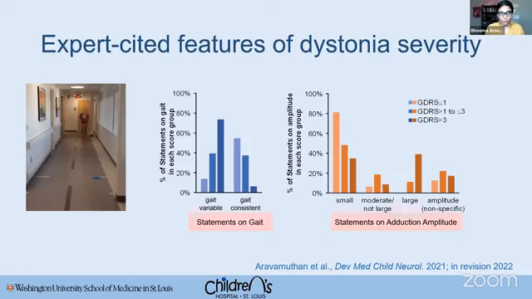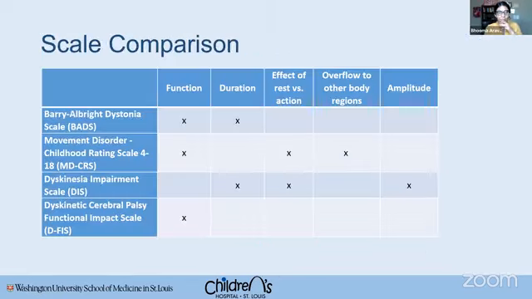So we took these statements and looked to see which of the current scales actually reflected these phenomena that experts used to actually grade dystonia. And these are the validated scales we have to rate dystonia in people with CP. And you see that amplitude is on there. So that adduction amplitude that can be rated is in one scale, but this concept of variability is not. And it is something, the degree of variability, that experts tended to use to rate dystonia severity.